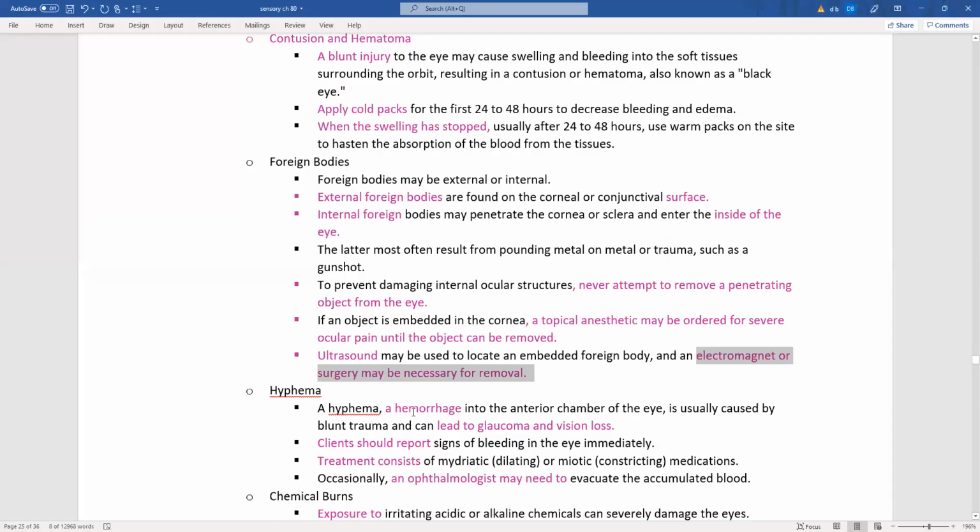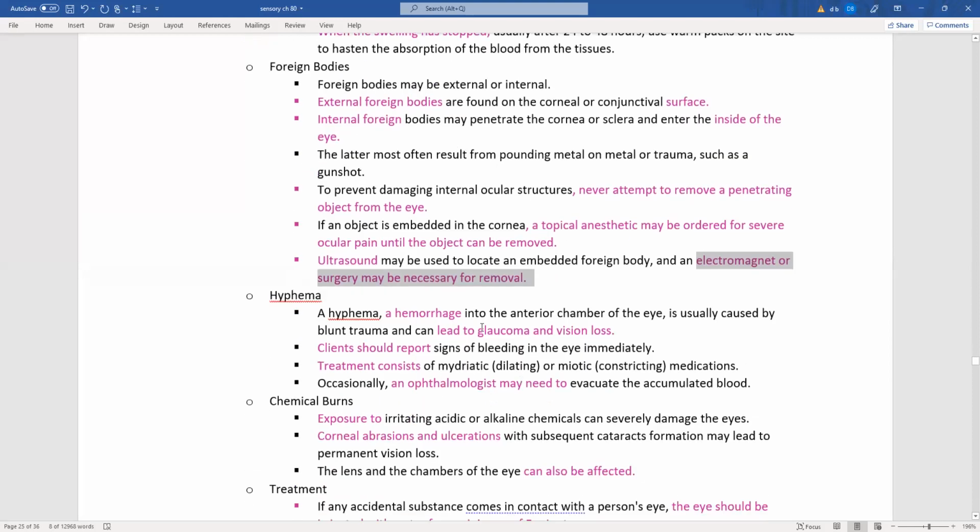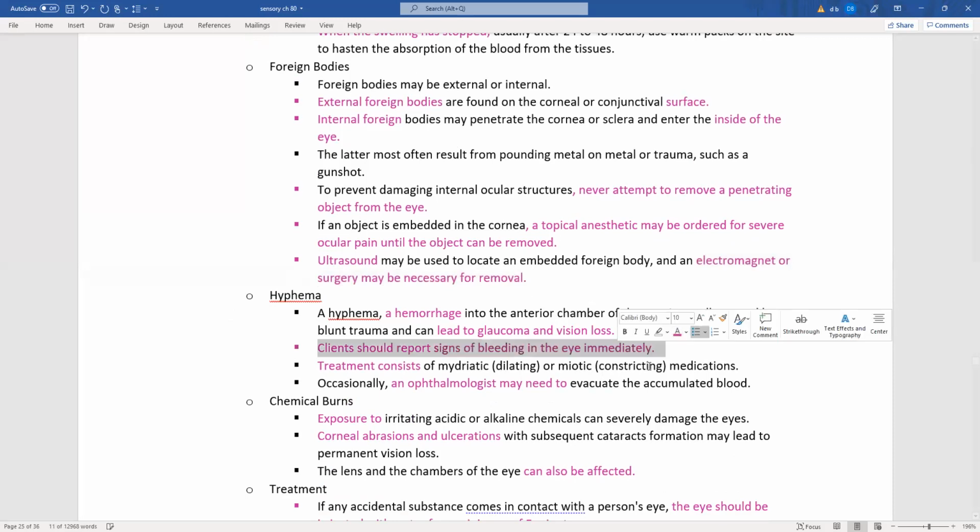Hyphema. With hyphema, this is a hemorrhage into the anterior, that's the front part, the anterior chamber of the eye. It is usually caused by blunt trauma and can lead to glaucoma and vision loss. The client should report the signs of bleeding in the eye ASAP.